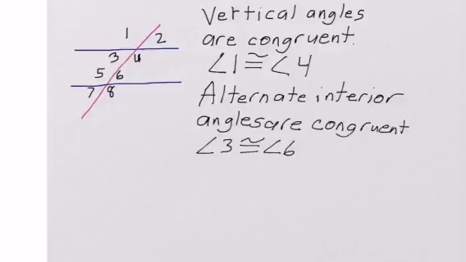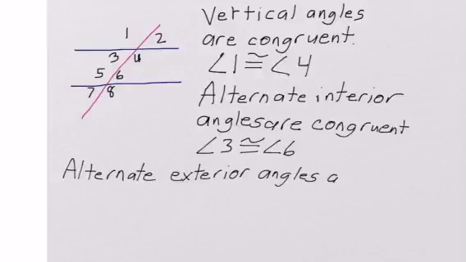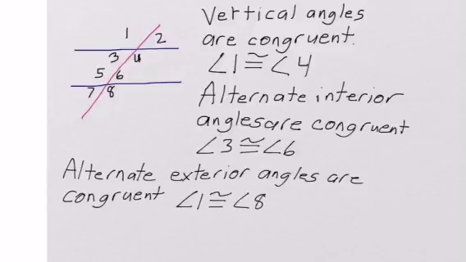Other results which I can prove from each of these: alternate exterior angles are congruent. So in this case, that would give us angle 1 is congruent to angle 8. Likewise, angle 7 is congruent to angle 2.